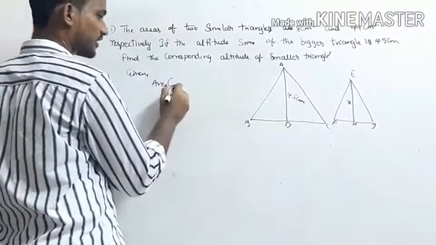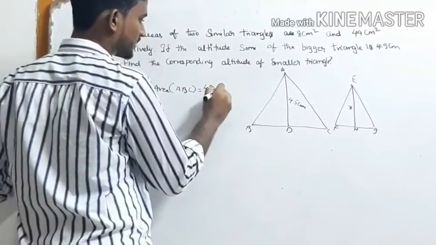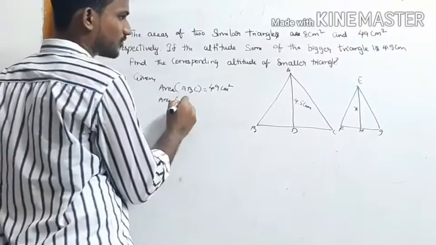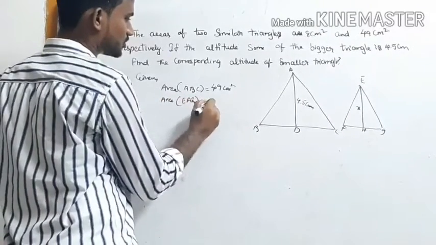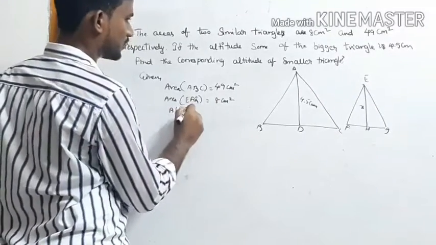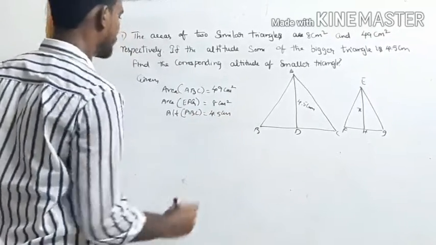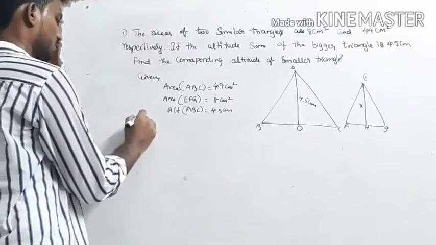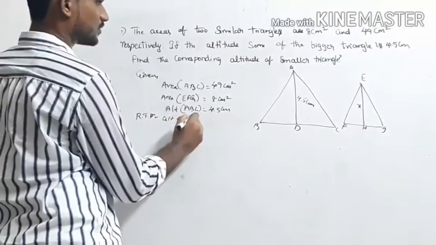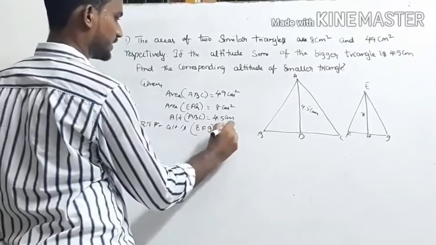So the area of ABC equals 49 centimeter square, the area of EFG equals 8 centimeter square, and the altitude of the bigger triangle ABC equals 4.5 centimeters. Required to prove is the altitude of EFG, that is EH.